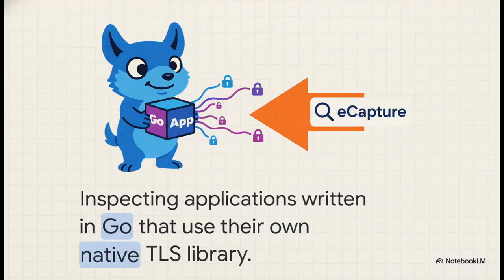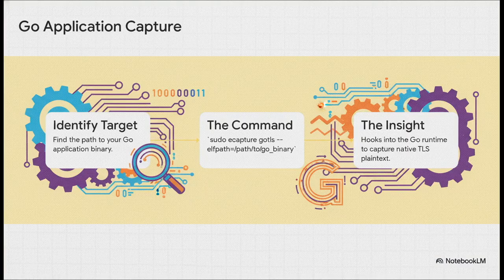So, that handles the standard libraries, but here's where things get really cool. What about applications that use their own encryption libraries? Modern apps written in Go, for example, use their own native TLS implementation. Traditionally, trying to inspect that would be a huge pain. This is where the tool's intelligence really shines.